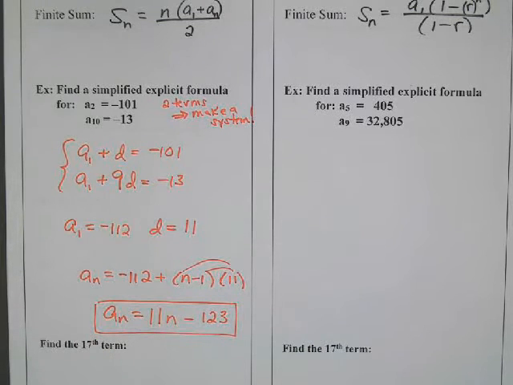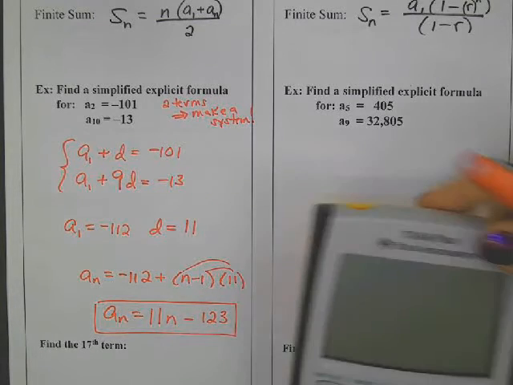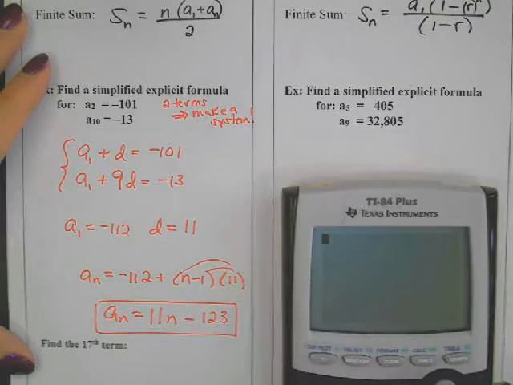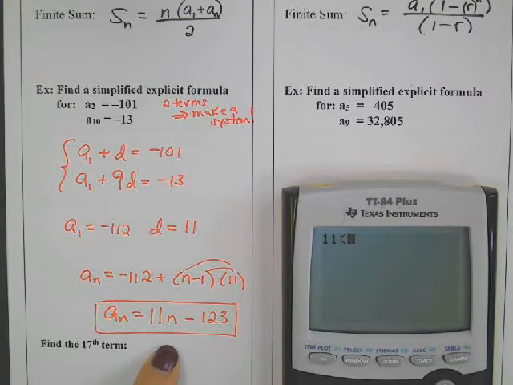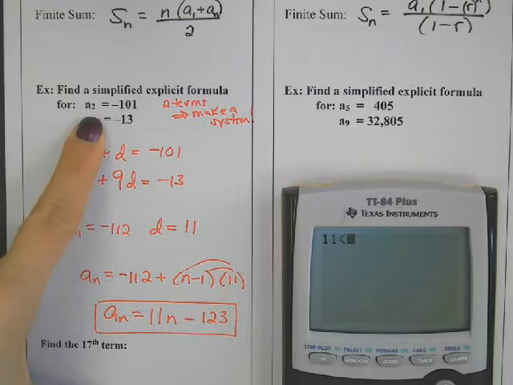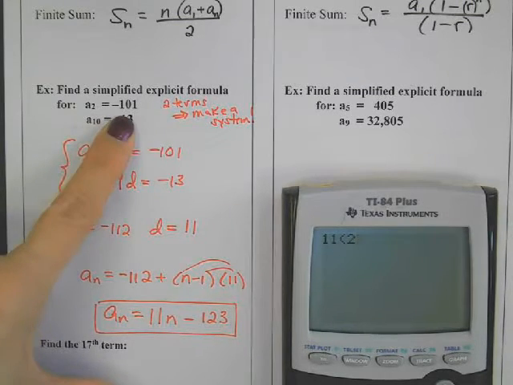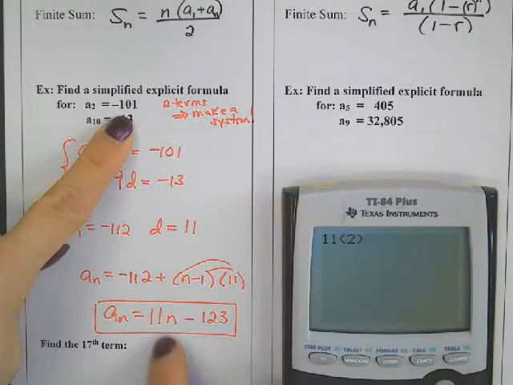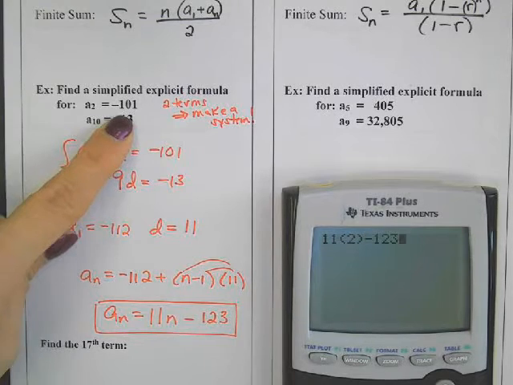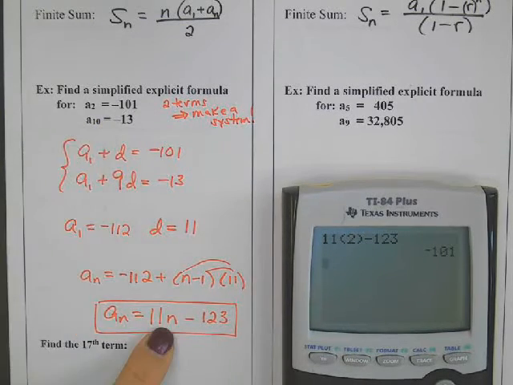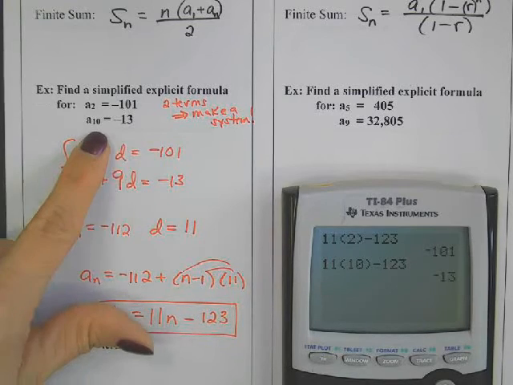Now, remember, if you're going for an A on the test, then you're going to want to test your formula to see if that is indeed the correct formula. So what I'm going to do here with my calculator is take 11 times 2, minus 123, let's see if the second term comes out to be negative 101. Great. Let's try again with 10. I'm going to take 11 times 10 minus 123. Perfect. It's making the 10th term.